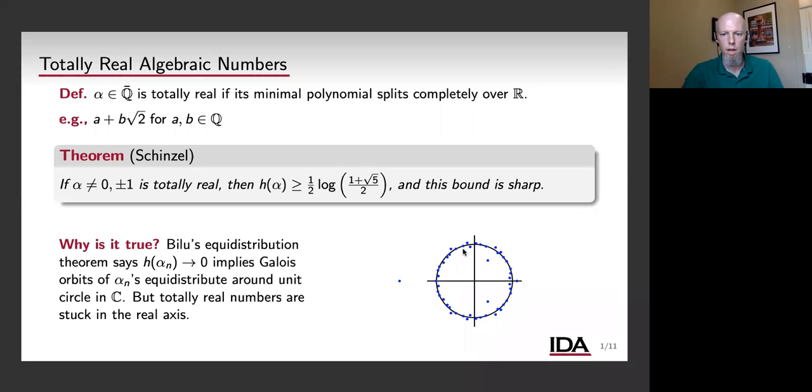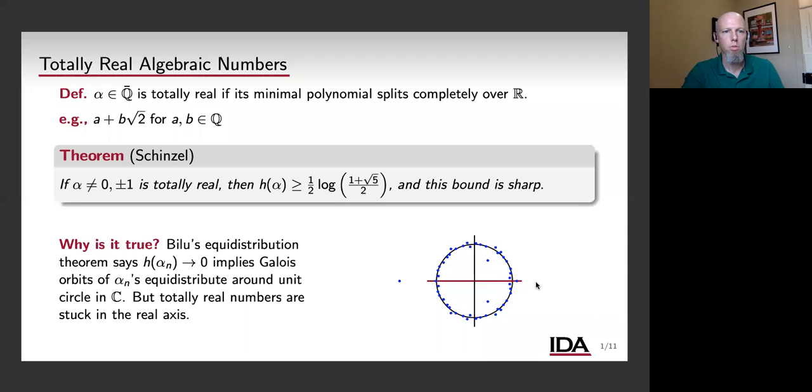I've plotted the roots of a random irreducible polynomial of degree 49 here with 0, 1, and -1 coefficients, and it turns out to have fairly small height. So back to totally real numbers. Why can't totally real numbers have small height? Well, the reason is that all of their conjugates are stuck in the real axis. They can't equidistribute. Okay, so there it is. They can't have small heights.